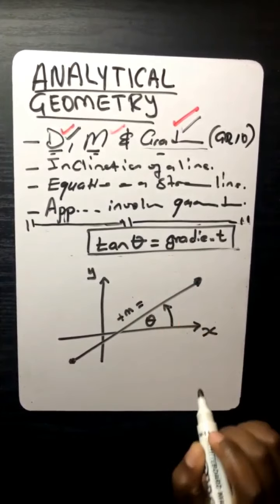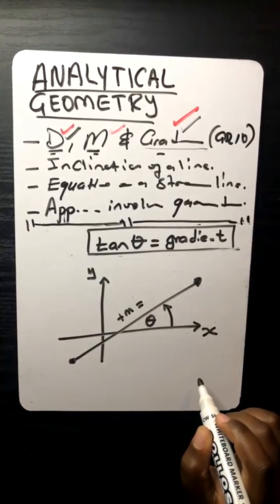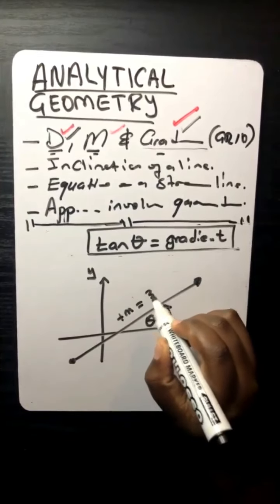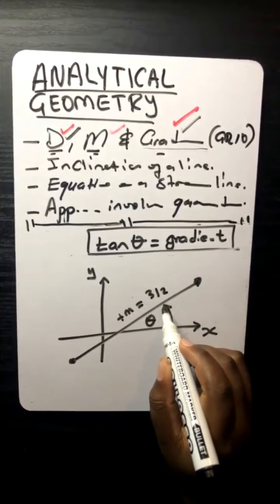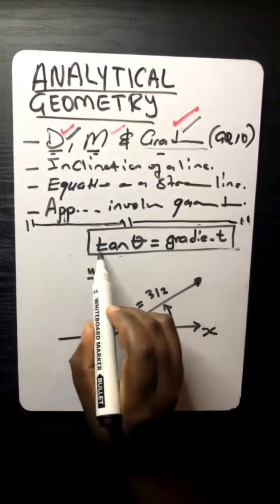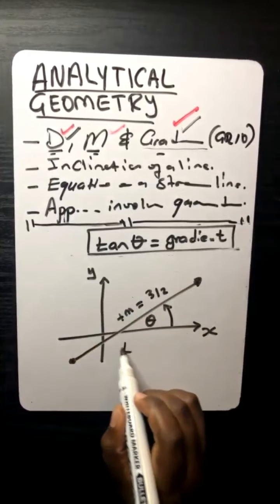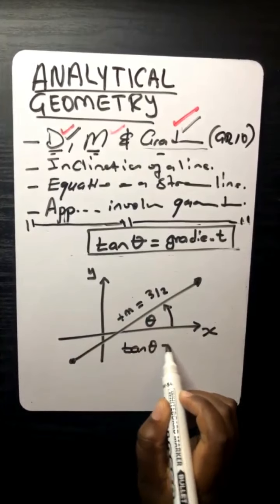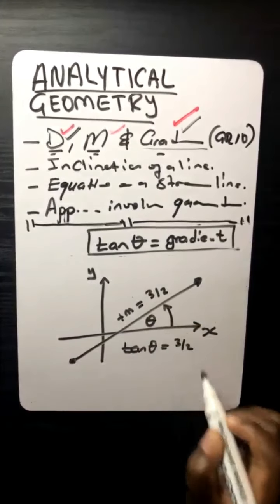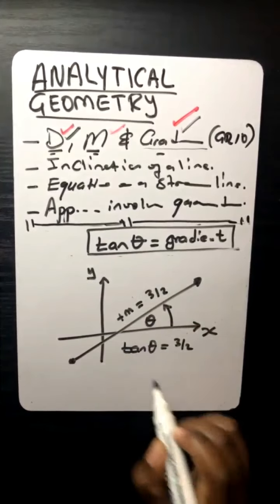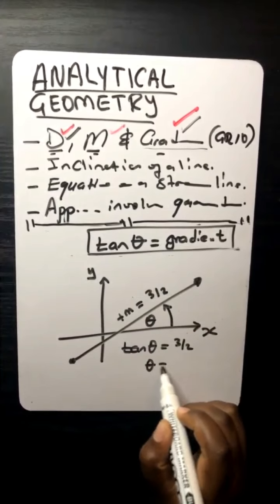So obviously you guys are saying we are going to have a positive gradient. Let's just assume that in this case the gradient is positive 3/2. So let's calculate that angle. We use that formula: tan of the angle equals the gradient, which is positive 3/2.